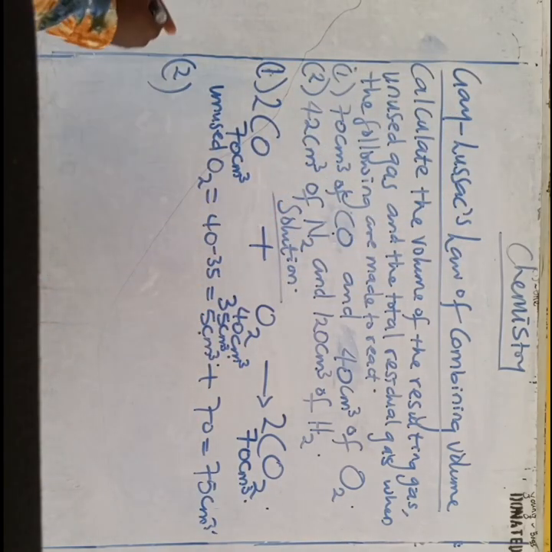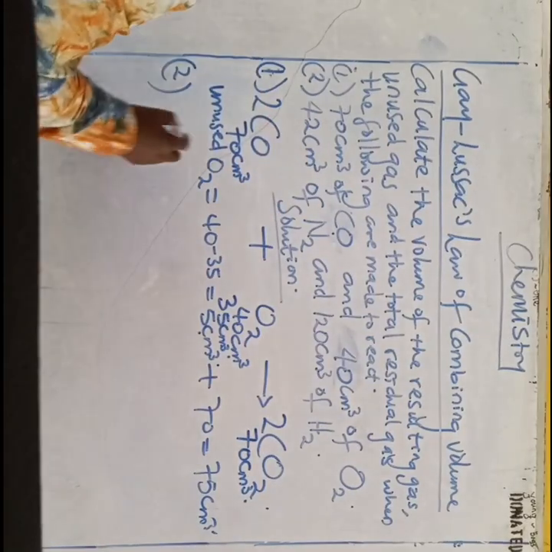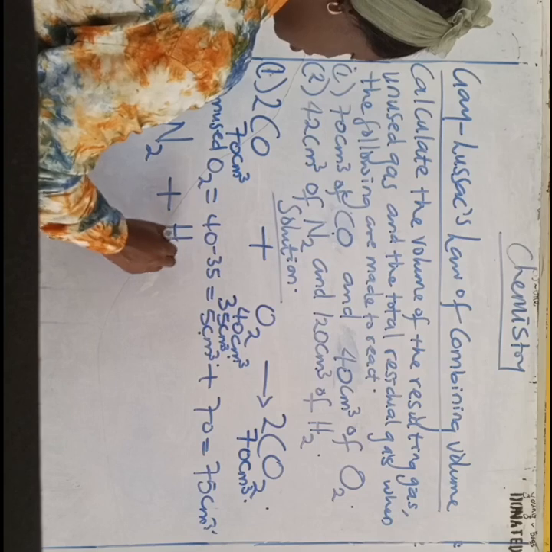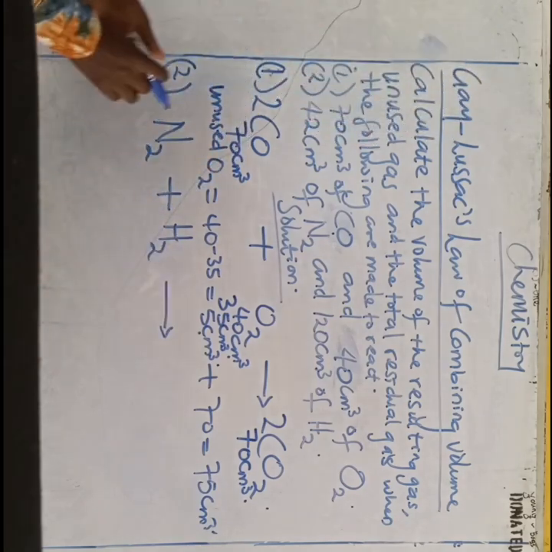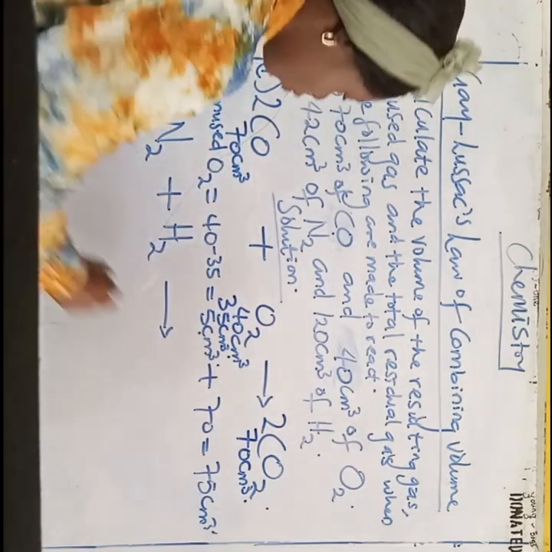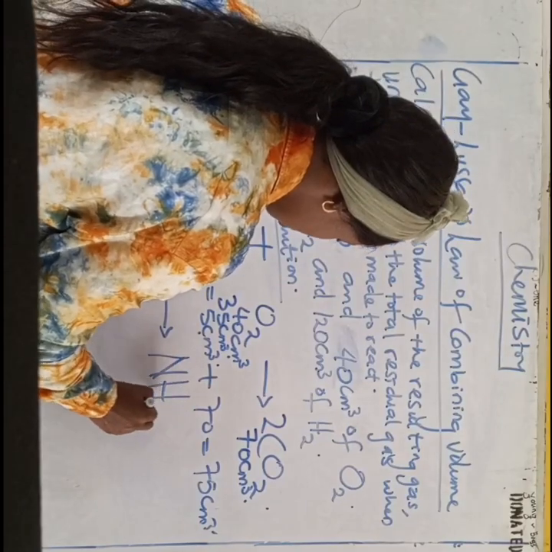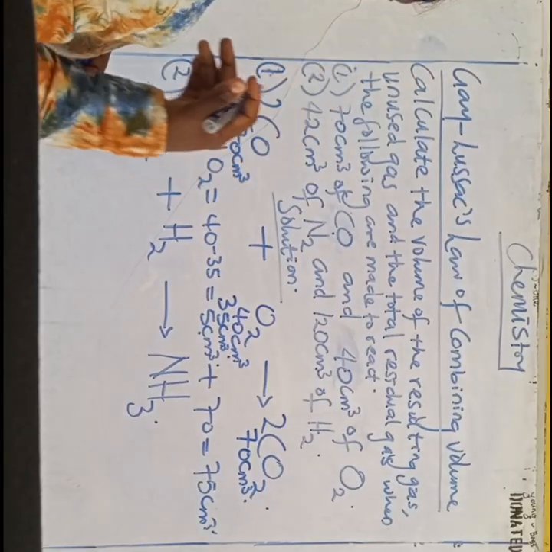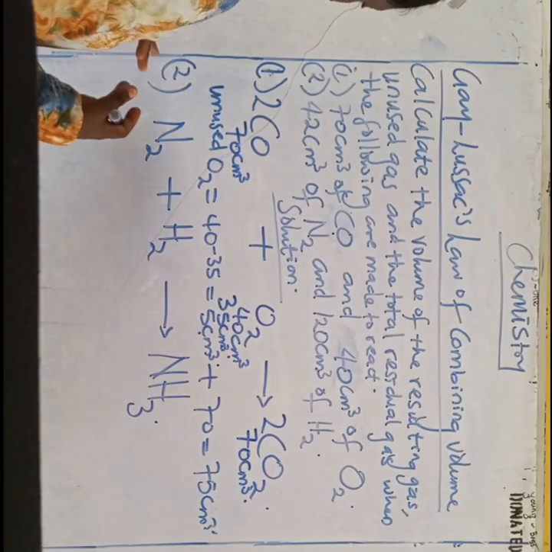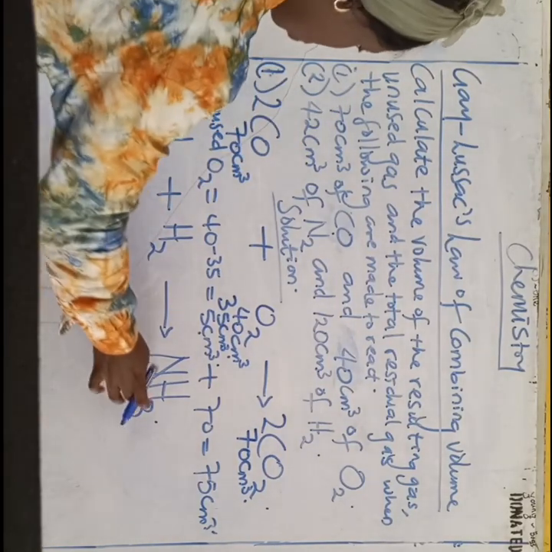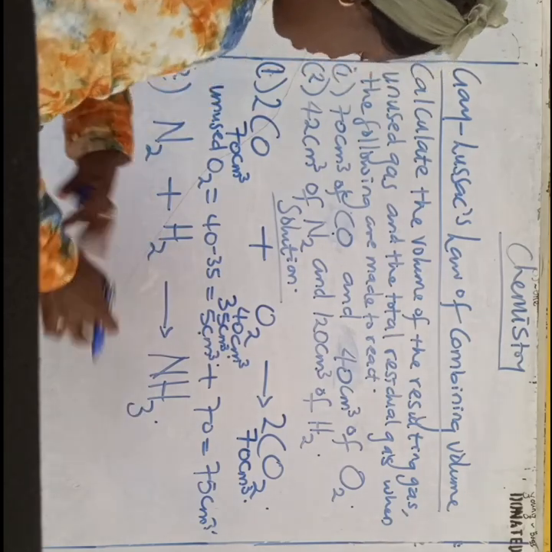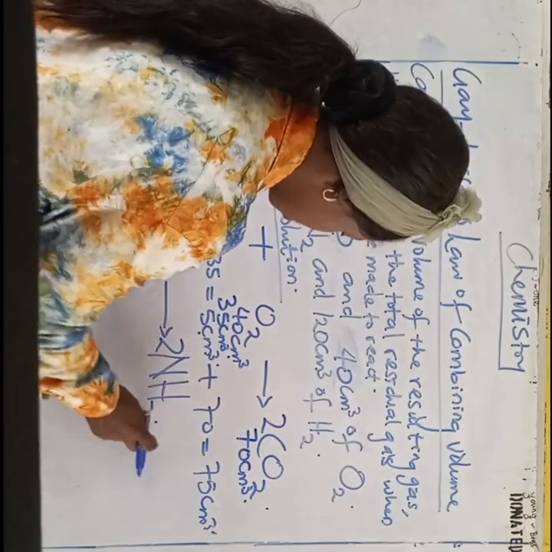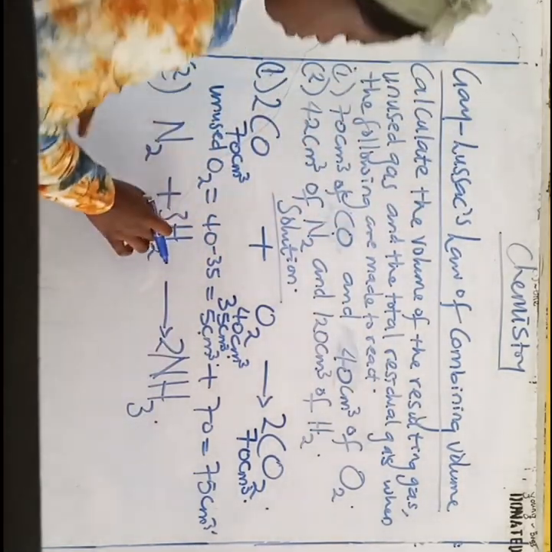So number 2, we are going to have nitrogen plus hydrogen. Okay, so when nitrogen and hydrogen react, ammonia will be formed. So I will have NH3. So we'll find a way to balance the reaction. What can I multiply? What are the multiples of 2 and 3? That is 6. So I'll put 3 here. 3 times 2 will give me 6. 2 times 3 will give me 6. So it's balanced for nitrogen and it's balanced for hydrogen.